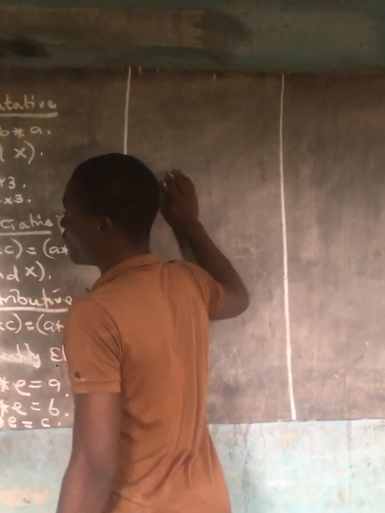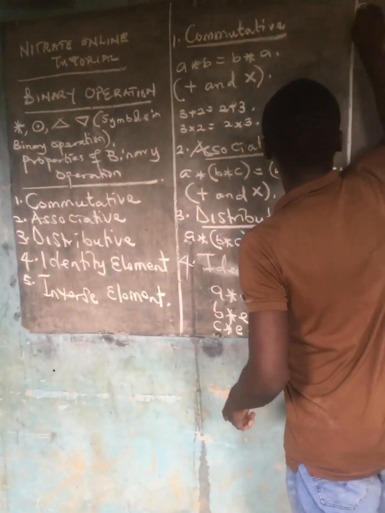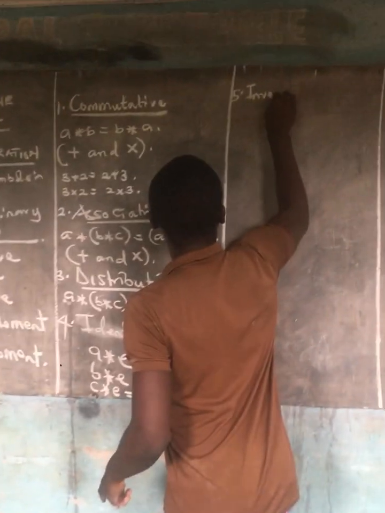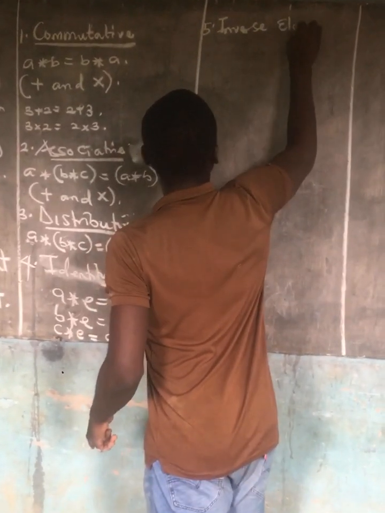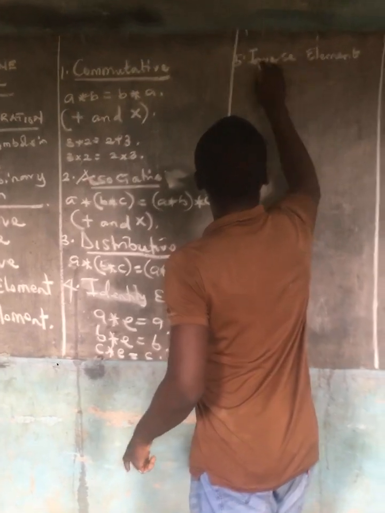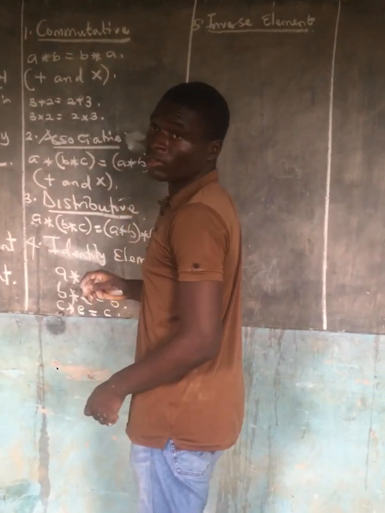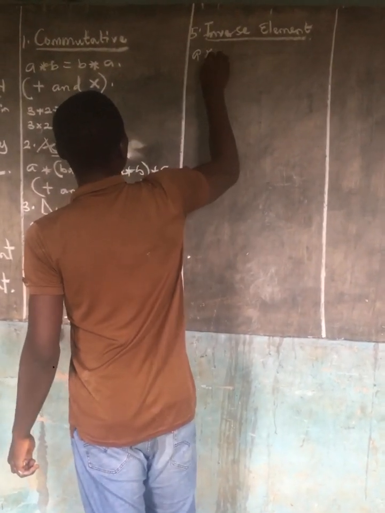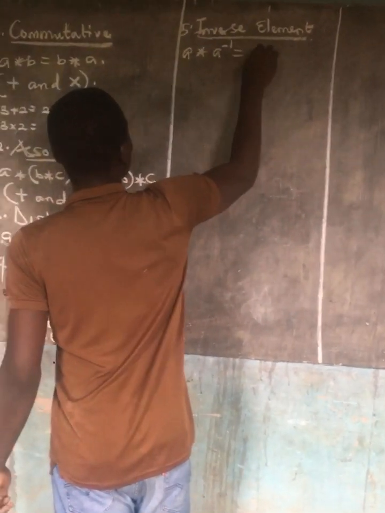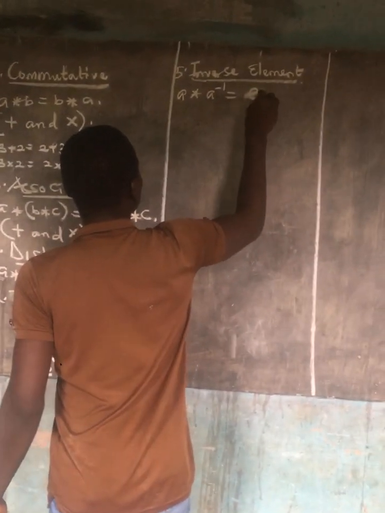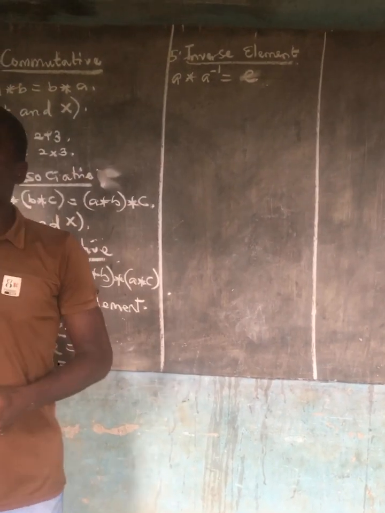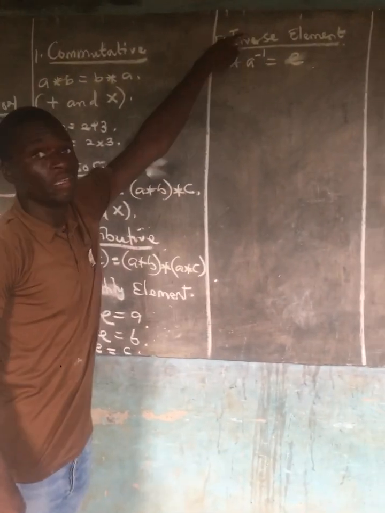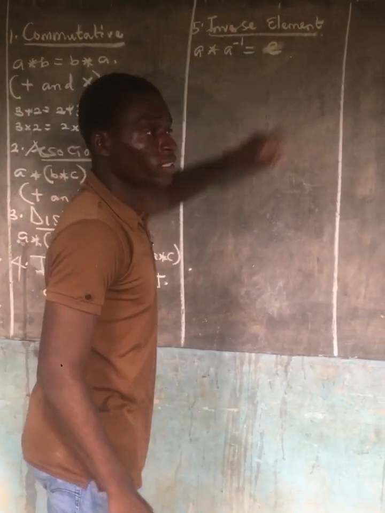Now, we have what we call number 5, inverse element. In inverse element, we have A asterisk A inverse must be equal to identity. Whenever you have an operation, A asterisk A inverse must be equal to identity.